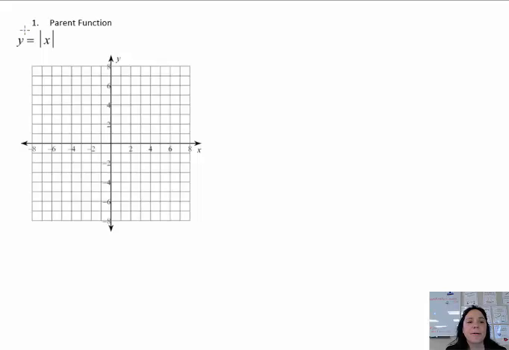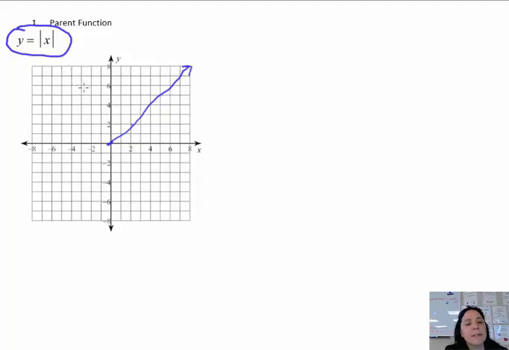First, let's look at the parent function here, y equals the absolute value of x. When our values of x are greater than 0, then that is the same as y equals x. And so we're going to get a line from the origin with a slope of 1 that goes up here. And it should be straight.